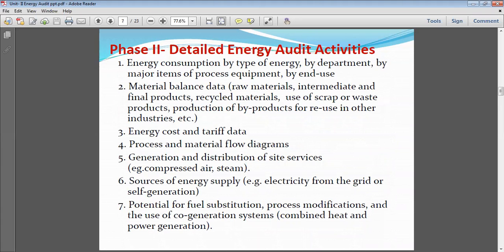In the detailed energy audit, there are three phases, three components: the preliminary energy audit, then the detailed energy audit. In detailed energy audit, phase one is the pre-audit phase, which we have already discussed. Second is the detailed energy audit, and third is the post-audit. Okay. So in the second phase, energy consumption by type of energy, by department, by major item of process equipment, by the end user. Means you have to make the chart.